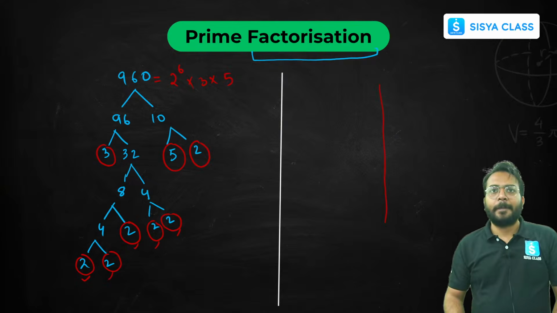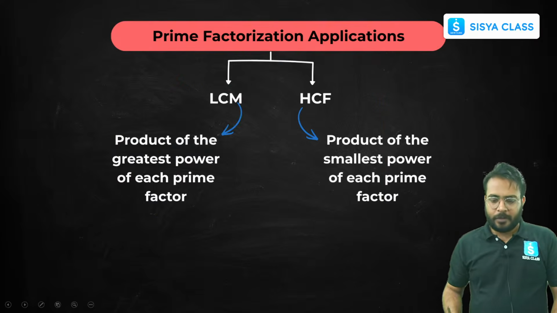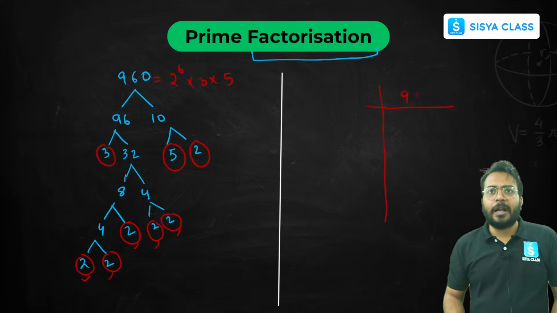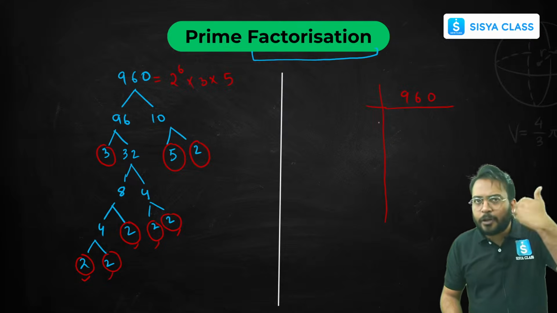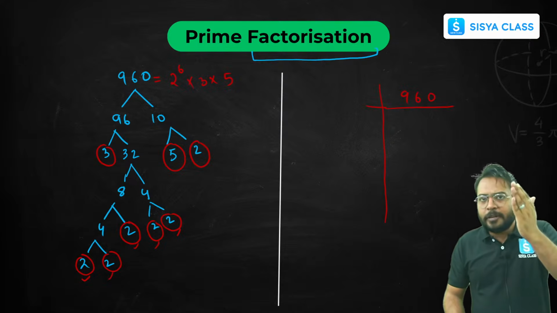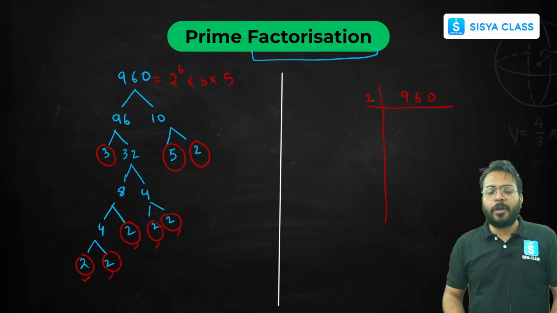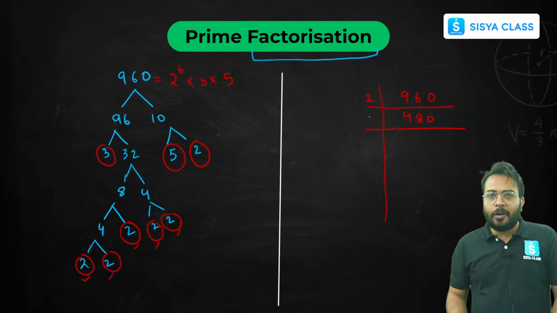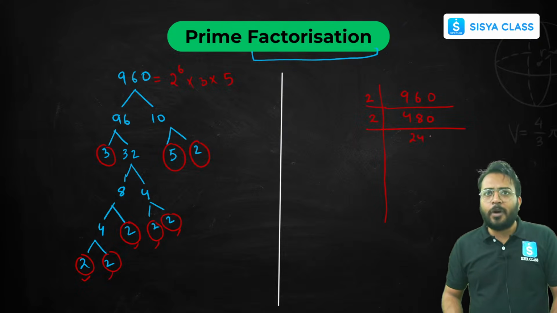So here we can write our 960 and divide it with prime numbers. The smallest prime number is 2. So 2 into 4, 8, 16, and 0 will be as it is, so 480. Further we can divide with 2. So 2 into 240.